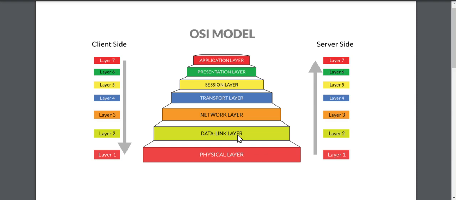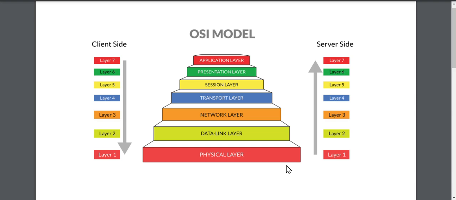Now, I'm going to start from the bottom to the top. If you look at the bottom, I have the first layer there. Layer 1 is the physical layer. Layer 2 is the data link layer. I'm going to tell you what happens in all these layers, but let's take it one after the other. Layer 3 is the network layer. Layer 4 is the transport layer. Layer 5 is the session layer. Layer 6 is the presentation layer. And the topmost layer there is layer 7, which is the application layer.